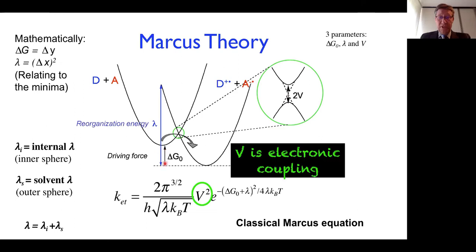The delta G, that is the driving force of the reaction. So how exergonic is it? What is the energy difference between the donor and acceptor in their neutral state and the charge transfer state, in which we have formed the radical cation of the donor and the radical anion of the acceptor? So this should be lower. Mathematically, the delta G is just the delta Y value, so the Y difference between these two minima.